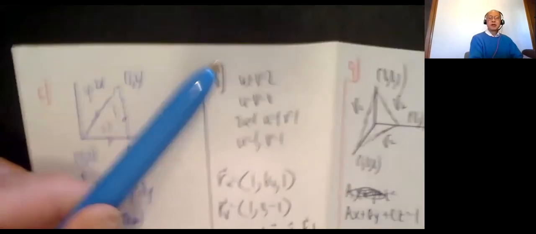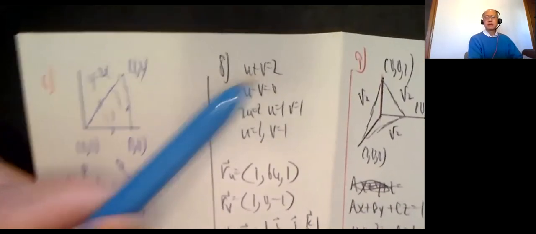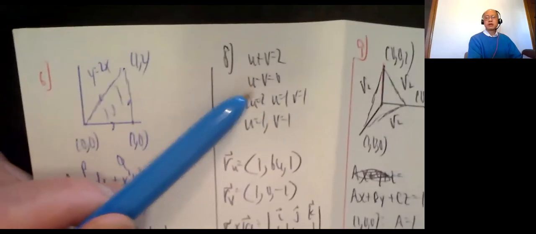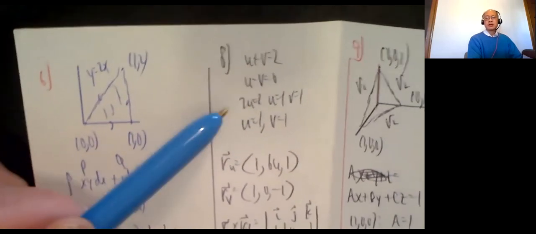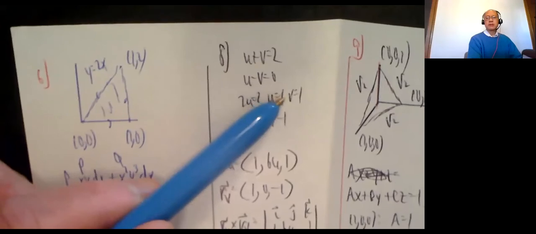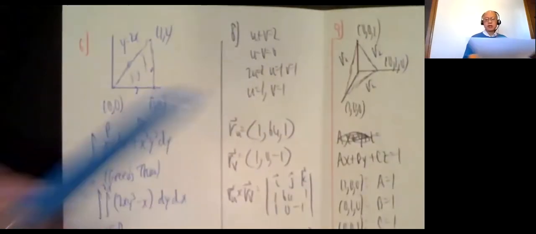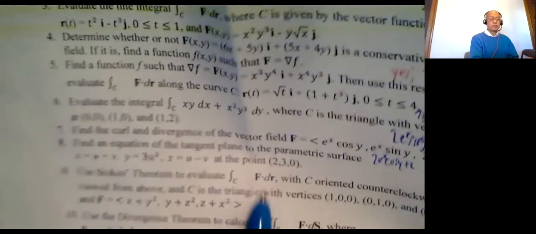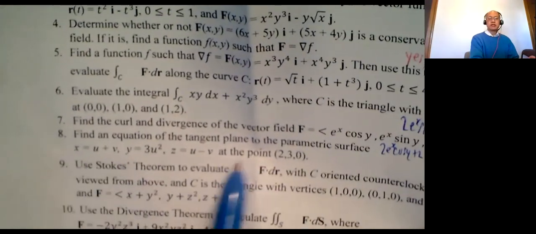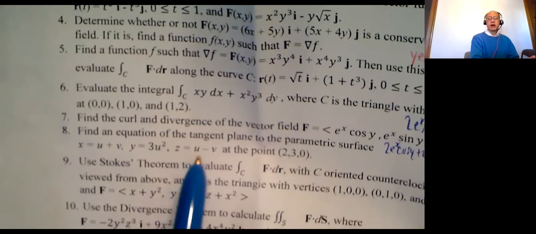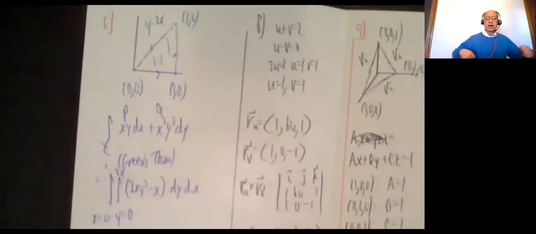Okay, 8. u plus v equals 2. u minus v equals 0 from the given data. So 2u equals 2, u equals 1. That means v equals 1. So u equals 1, v equals 1. Okay, you have to solve for that. They give me the point, but I set u plus v equal to 2 from x, u minus v equal to 0 from y, and I get that.